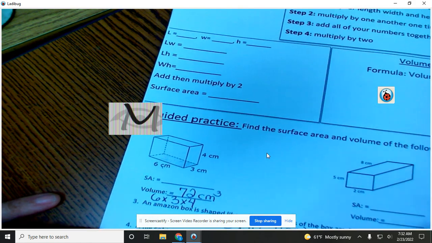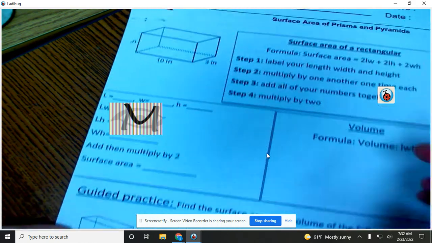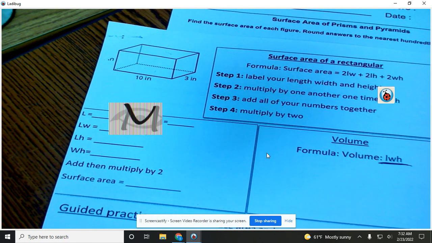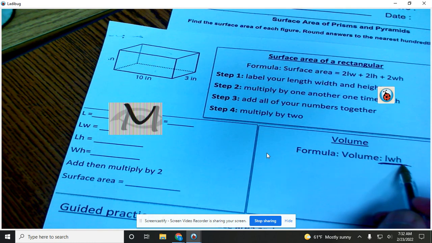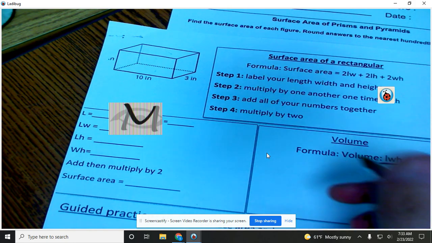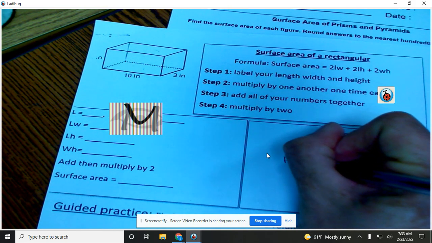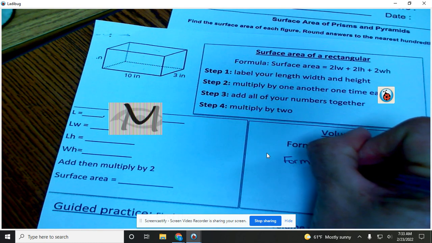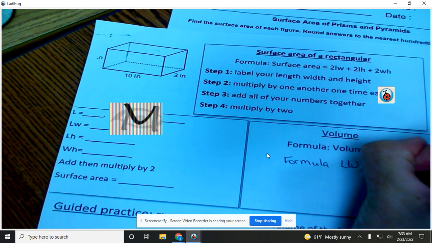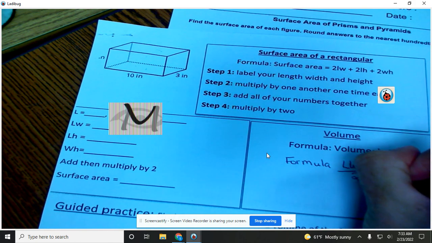So tomorrow we're going to go over surface area, but remember today we went over volume. So length times width times height is for our rectangular or cube volume. And then for our formula for a triangular prism, it's length times width times height. And remember, you have to divide it by 2.